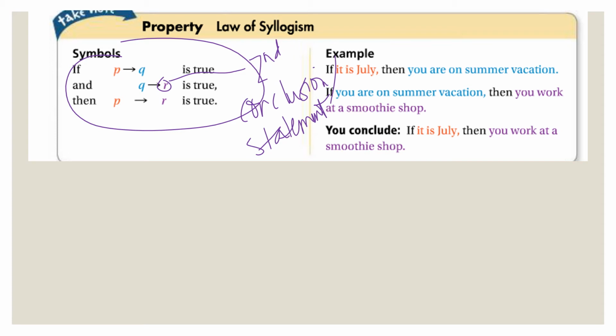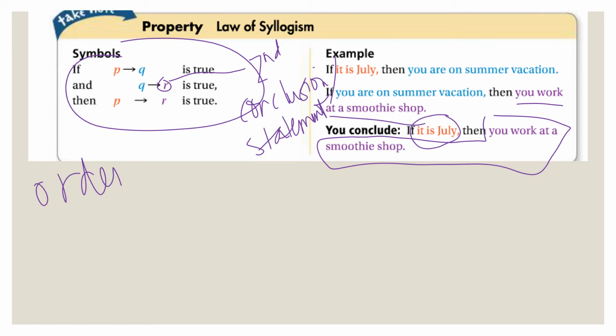So if you look at our examples here, if it is July, then you are on summer vacation. So then we go Q, then R. If you are on summer vacation, then you work at a smoothie shop. That's my second conclusion that's being added in. And then you conclude, if it is July, then you work at a smoothie shop. I'm taking my original hypothesis and then adding in my second conclusion that's being made.